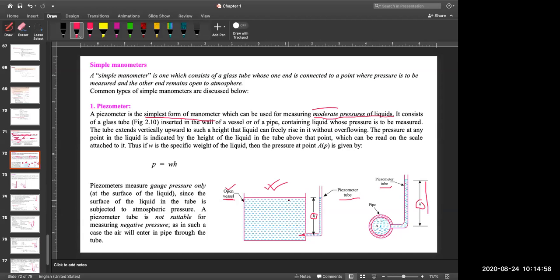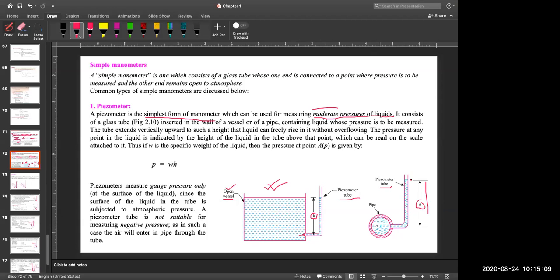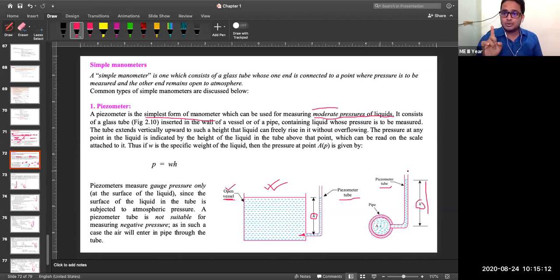It will flow, sir. If the pressure will be high, then what will happen? Suppose inside this pipe the water pressure is very high and we insert one piezometer tube, then the water will start going out from this tube. So one point you can note is that this simplest manometer can be used to measure only moderate and low pressure of liquids. This thing you have to keep in mind. Now, it consists of a glass tube, as I have told you, inserted in the wall of a vessel or a pipe containing liquid whose pressure is to be measured.